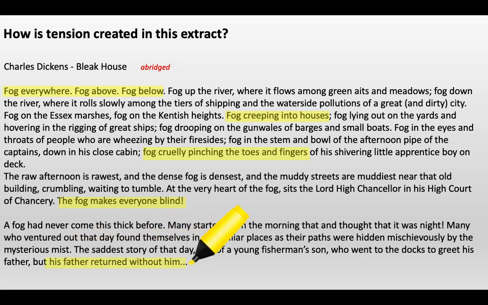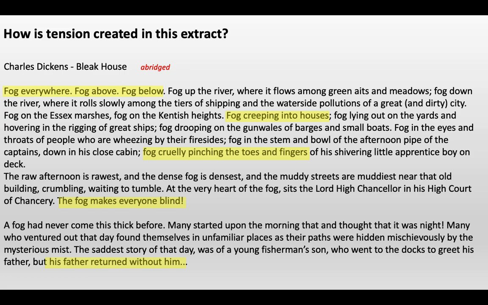And I also highlighted the last phrase there, his father returned without him. And the punctuation at the end there, the ellipsis, is that cliffhanger, to use a sort of cliched phrase, that thing that leaves the reader wanting to read more.